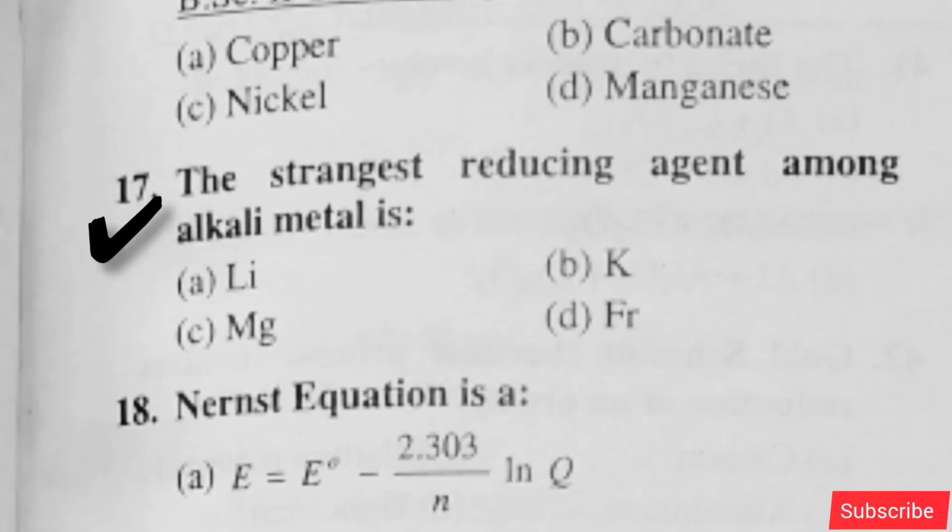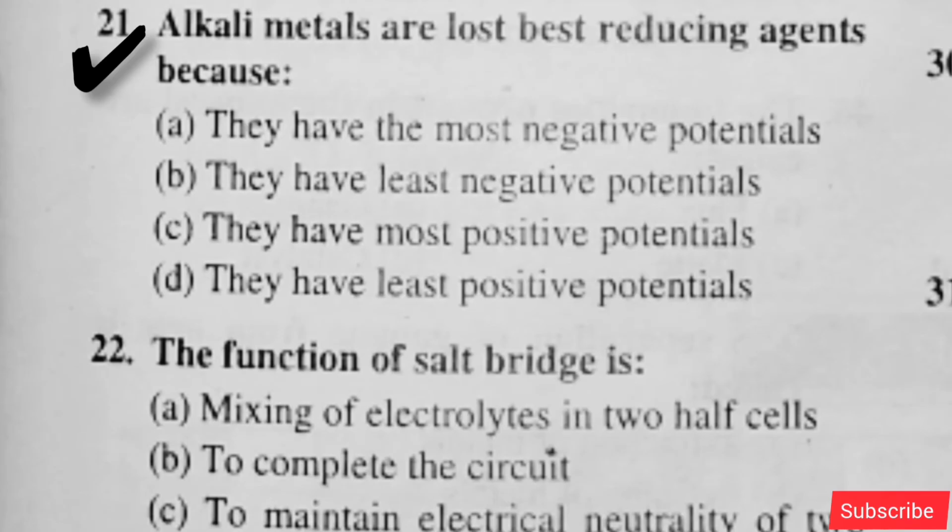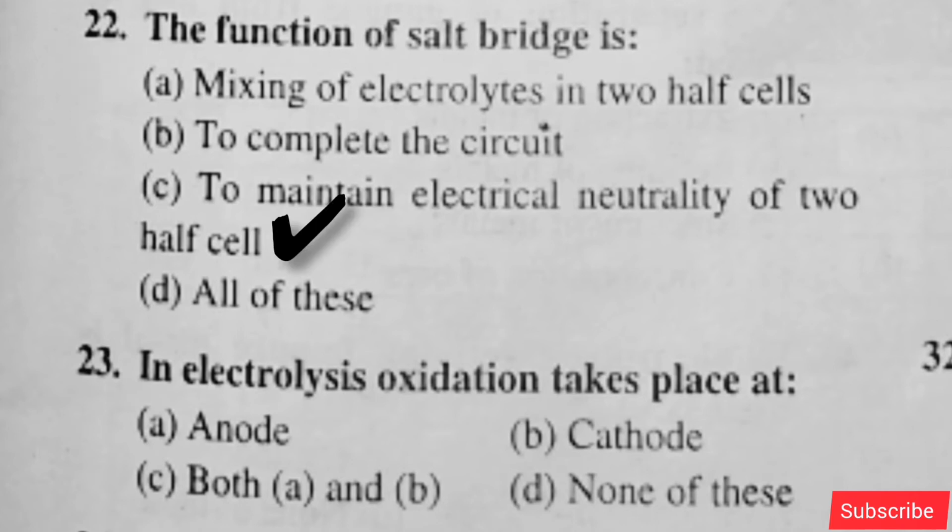Option C is right. The strongest reducing agent among alkali metals is. Option A is right. Nernst equation is the. Option D is right. In electrolytic refining, impure metal is used as. Option A is right. Free energy change is related to EMF of the cell as. Option D is right. Alkali metals are the best reducing agents because. Option A is right. The function of salt bridge is. Option C is right. In electrolysis oxidation takes place at.